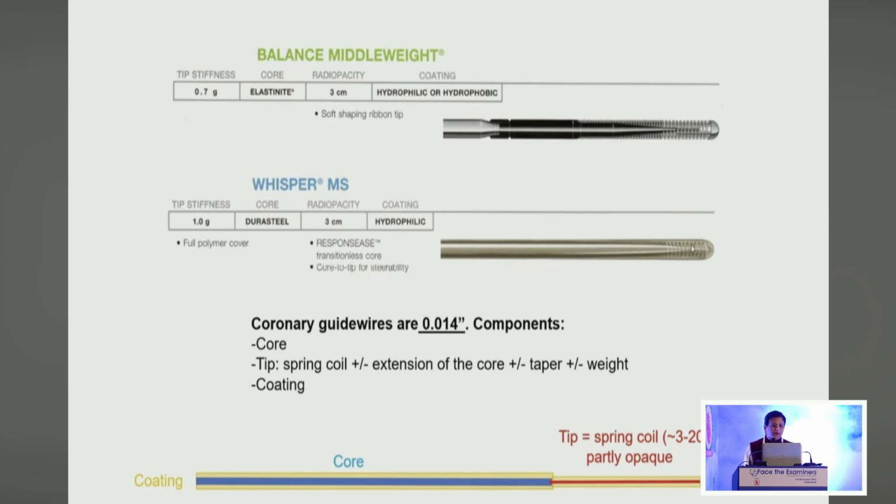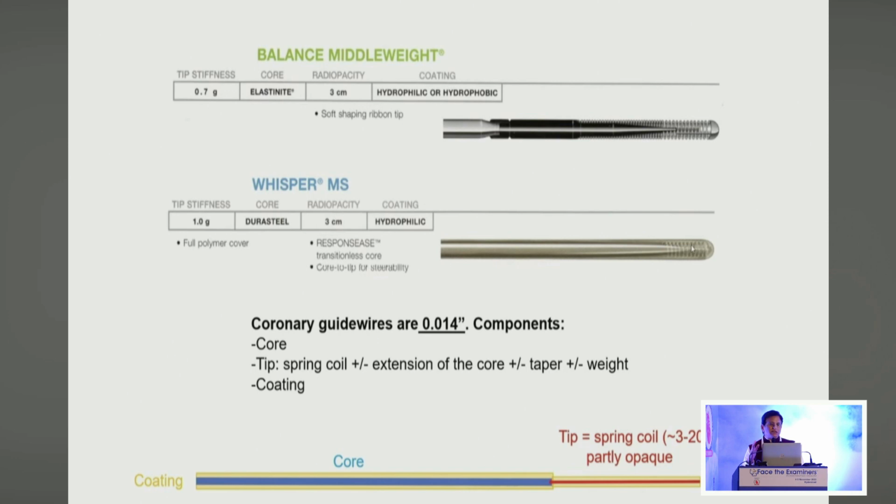So coronary guide wires are usually 0.014, which is the normal standard size. The core I already told you. The tip is usually a spring coil, okay, and it can be extended up to the tip. So most of the workhorse wires actually have the core to the tip, so the core goes up to the tip.